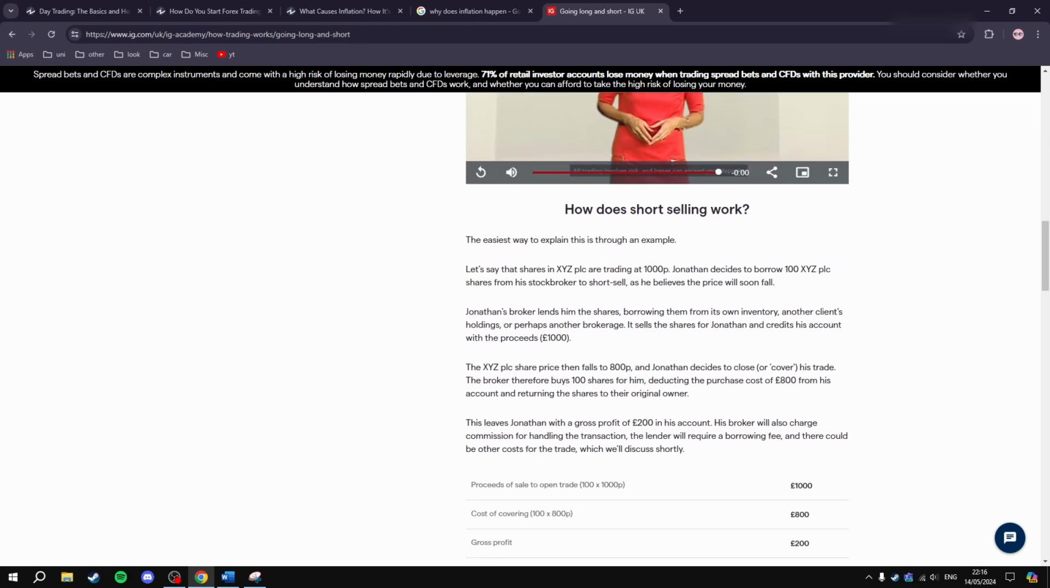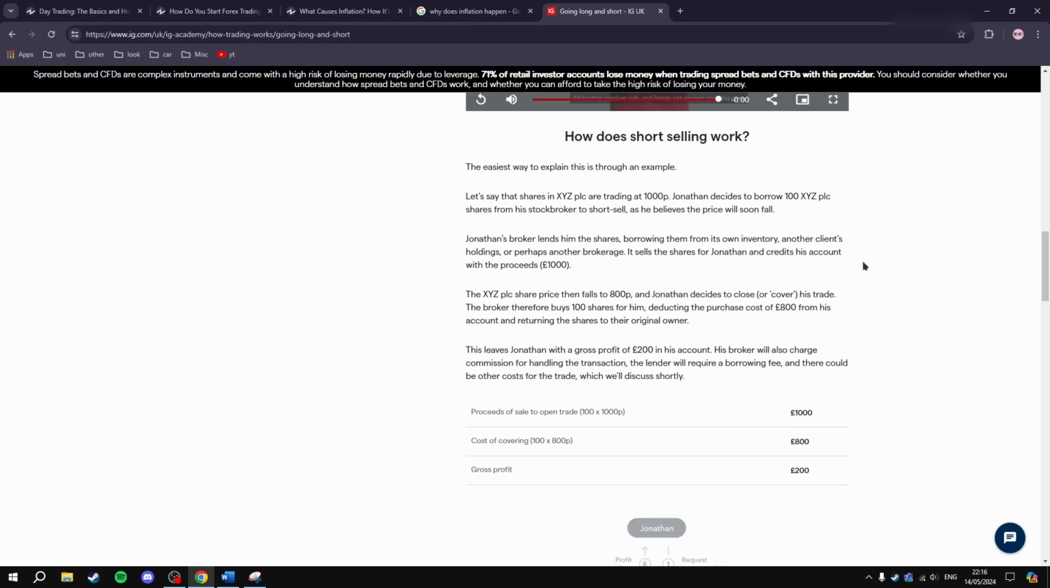So, how does short selling work? The easiest way to explain this is through an example. Let's say that shares in XYZ PLC are trading at 1000. Is that 1000p? 1000p. Jonathan decides to borrow 100 XYZ PLC shares from his stockbroker to short sell, as he believes the price will soon fall. Jonathan's broker lends him the shares, borrowing them from its own inventory, another client's holdings, or perhaps another brokerage. It sells the shares for Jonathan and credits his account with the proceeds, £1,000.